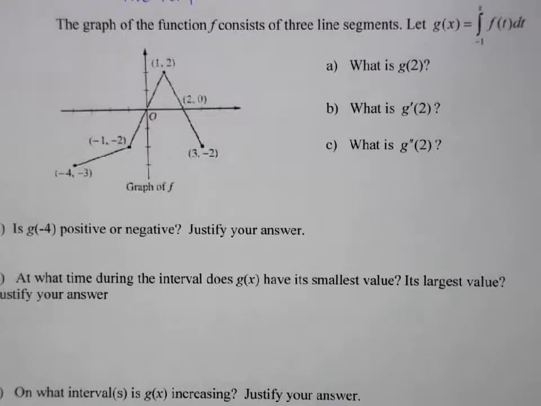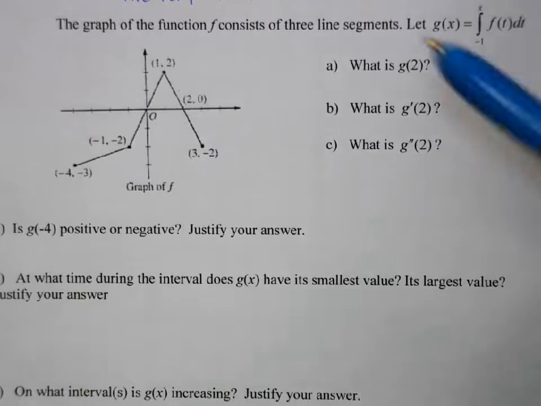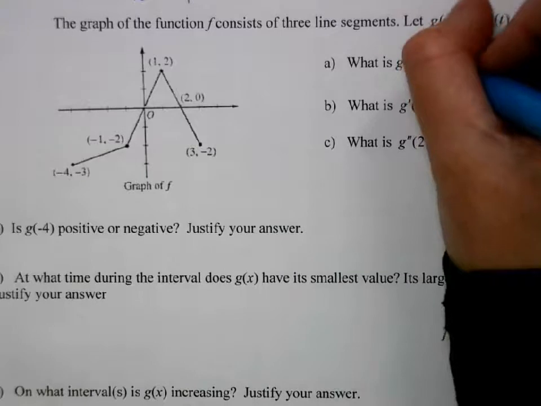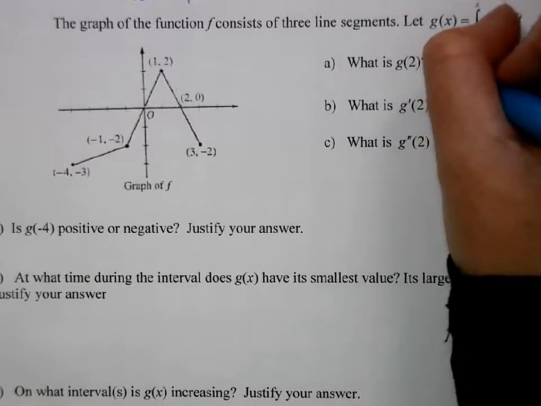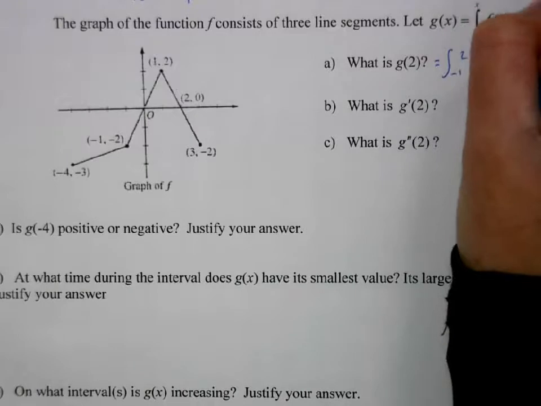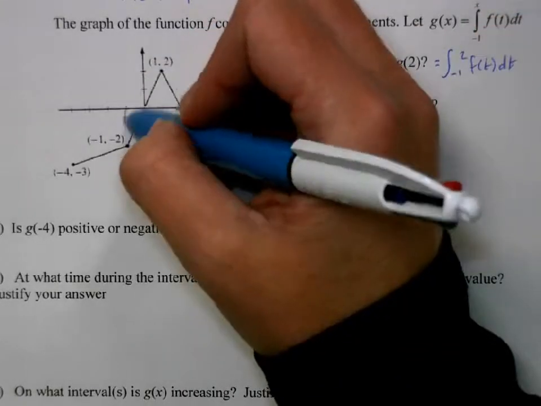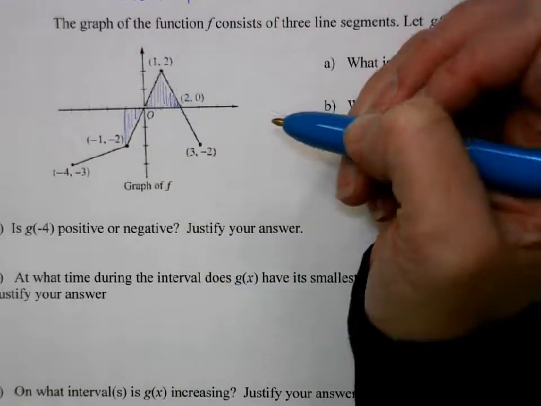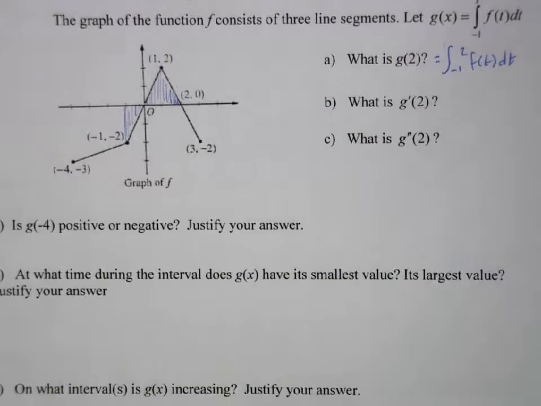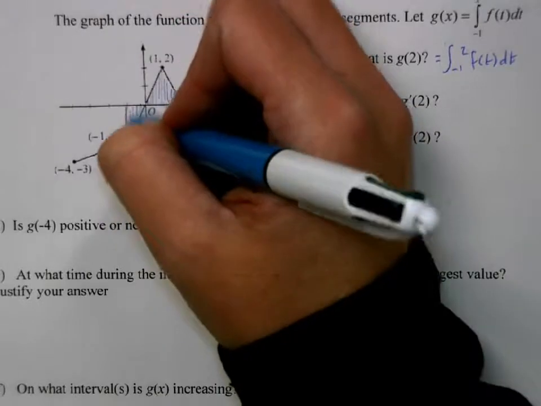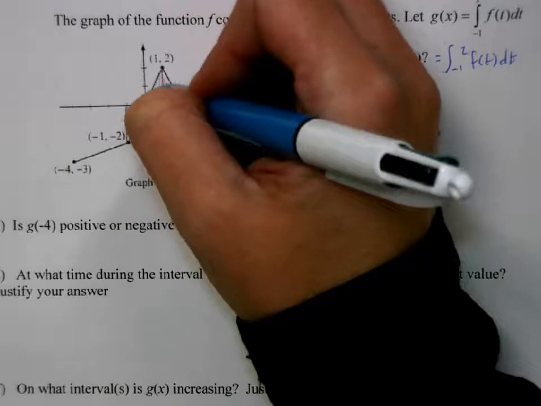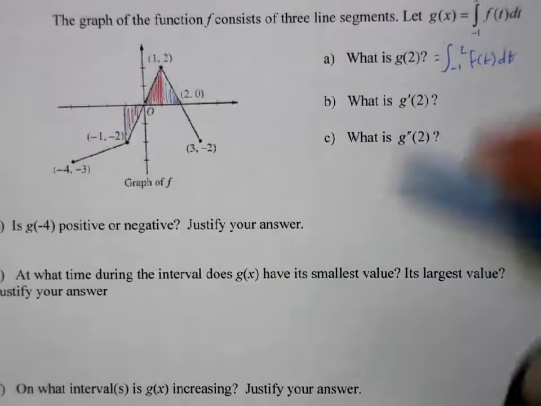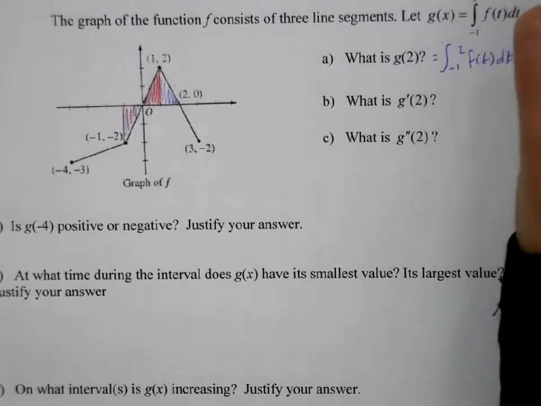Right, now we have an integral function. G of x is the integral from -1 to x of f of t. So g of 2 is going to be the integral from -1 to 2. So here's -1 and 2. There's a couple different ways we can do this, but I know that this area and this area are going to cancel each other out. So I really just need to find the area here, which is going to be 1/2 times 1 times 2, which is just going to be 1.